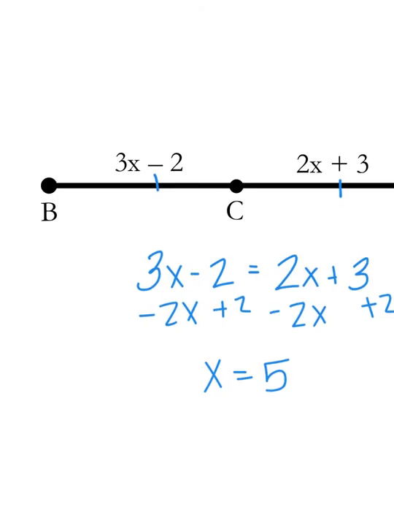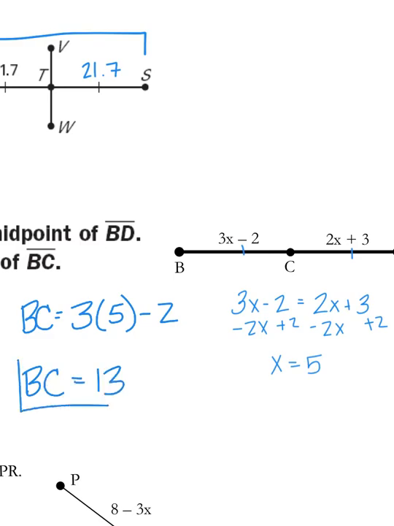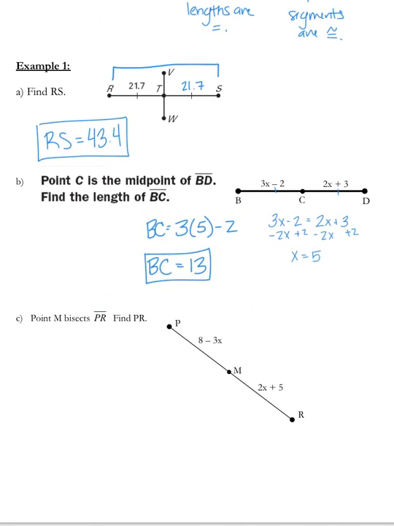BC is 3x minus 2. So BC, 3 times 5 minus 2. So that's 15 minus 2 is 13. Notice I did not put segment bar above it because I'm talking about length. So I just leave it.